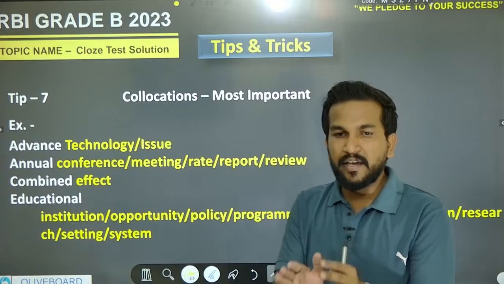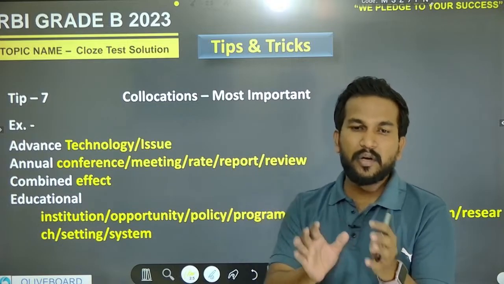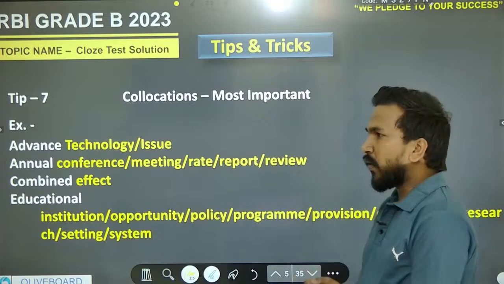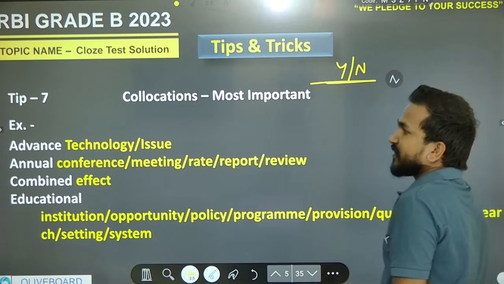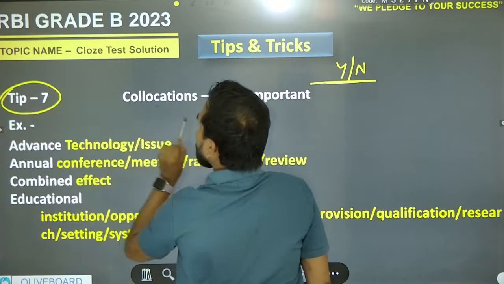How many students are here who know what collocations are? Let me know, yes or no? Please, what is the 7th tip? That is actually the collocation method.